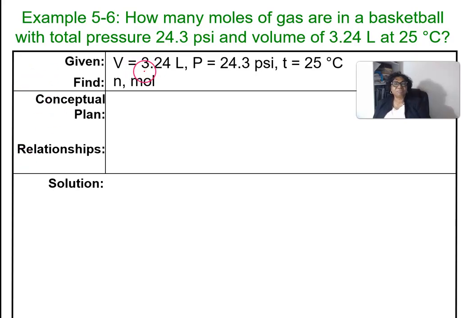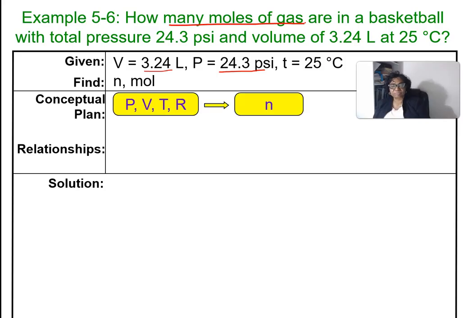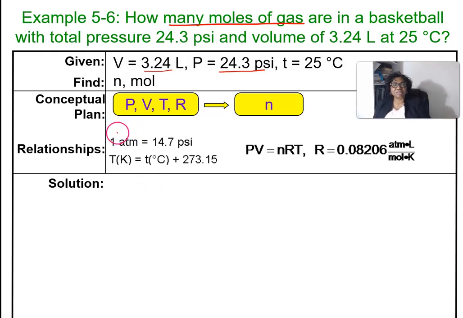So our volume, that's what we got. Our pressure, 24.3 psi. Our temperature is 25 degrees Celsius. We are searching for the number of moles based on our question. So we are using the ideal gas equation. As I said, make sure you convert them. Convert the pressure to atmosphere and the temperature to Kelvin. This is our gas constant. It must be given to you. So when that is done, we rearrange our equation.